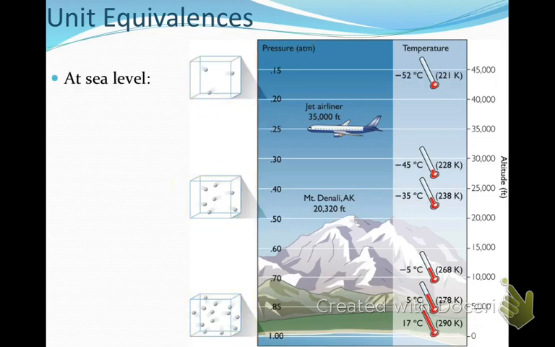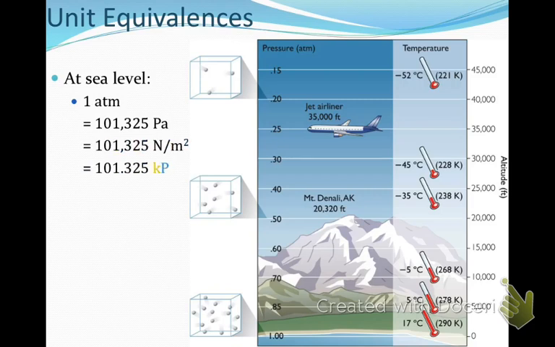So let's go through the equivalency. At sea level, that's 1 ATM. That's equal to 101,325 Pa, or pascals. That's the same thing as newtons per meter squared. So actually pascals and newtons per meter squared are the same. It's equal to 101.325 kilopascals, and that makes sense because a kilopascal is 1,000 pascals, so we move the decimal place over 3 spots.